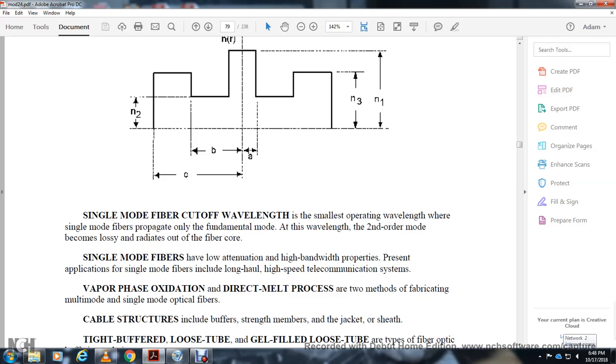The single mode fiber cutoff wavelength is the smallest operating wavelength at which the single mode fiber propagates only the fundamental mode. At this wavelength, the second order mode becomes loosely bound and is radiated out of the fiber core. Single mode fibers have low attenuation and high bandwidth, so they are used in long haul, high speed telecommunications systems.